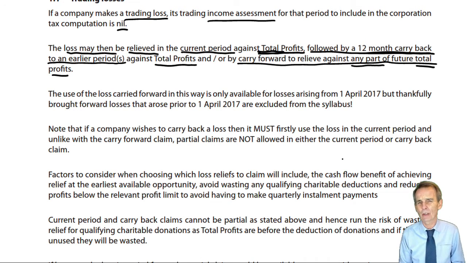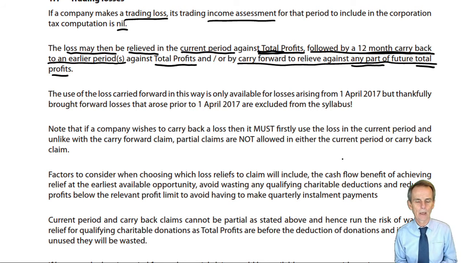That's when you've got to recall the structure of that corporate tax computation and know what total profits is. Total profits is not necessarily taxable total profits. There may be qualifying charitable donations. So importantly, those set-offs go against total profits, which is before the deduction of qualifying charitable donations. And if those donations exceed the total profits, or indeed if there are no total profits to set those donations against, then those qualifying charitable donations are wasted. If they are not used in the accounting period in which they are paid, they are lost.